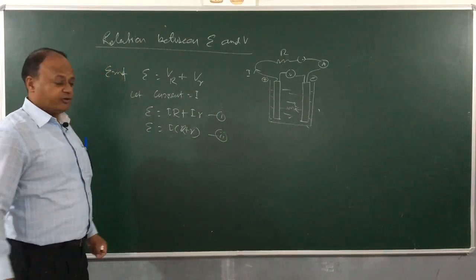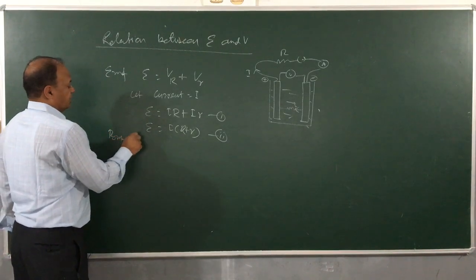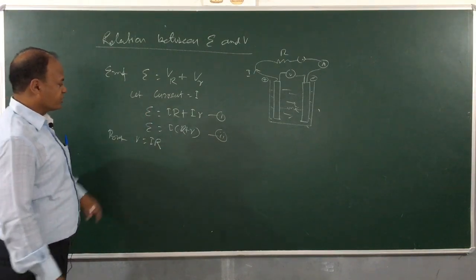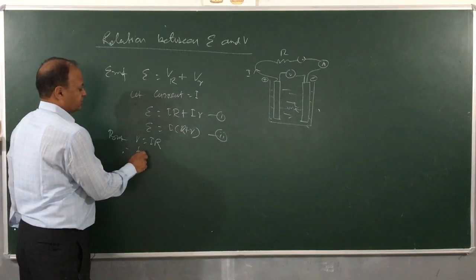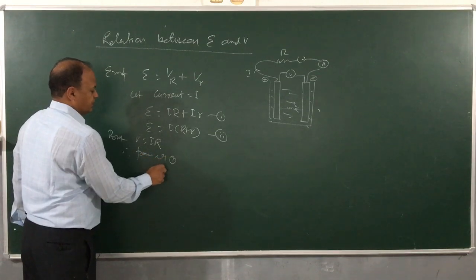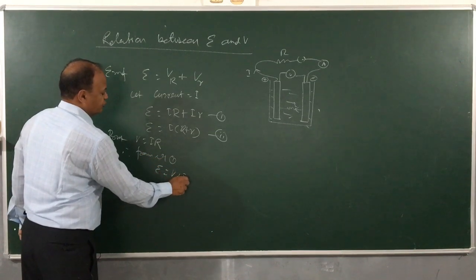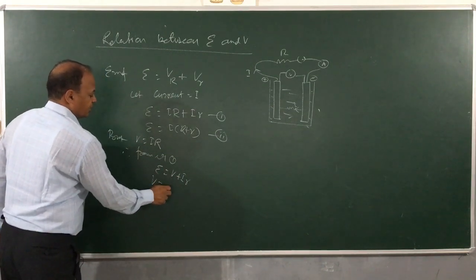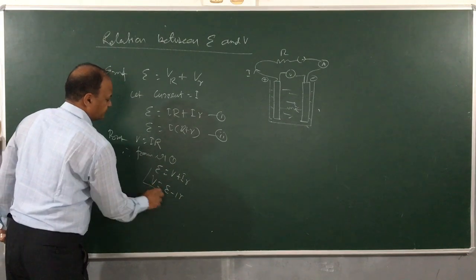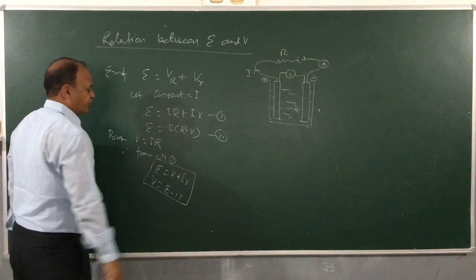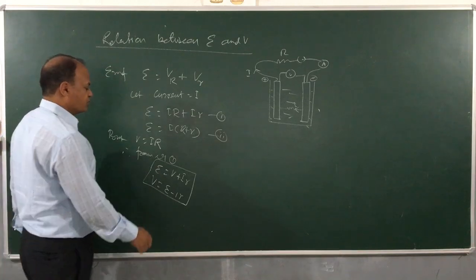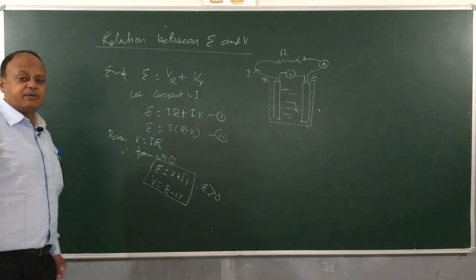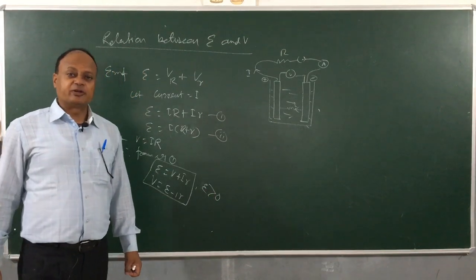Now we know that V is equal to I into capital R. If I go to equation 1, therefore from equation 1 E can be written as V plus I into small r, or we can write V equals E minus I into small r. So here we get a very important relation, and from this relation we conclude that E is more than V. EMF will be more than the terminal potential difference.